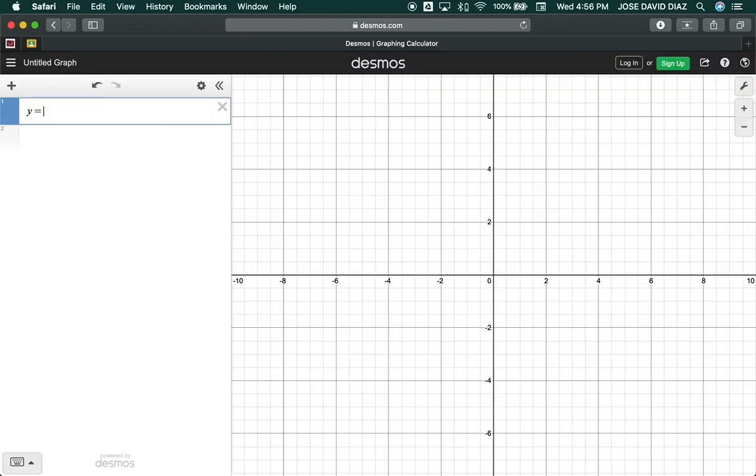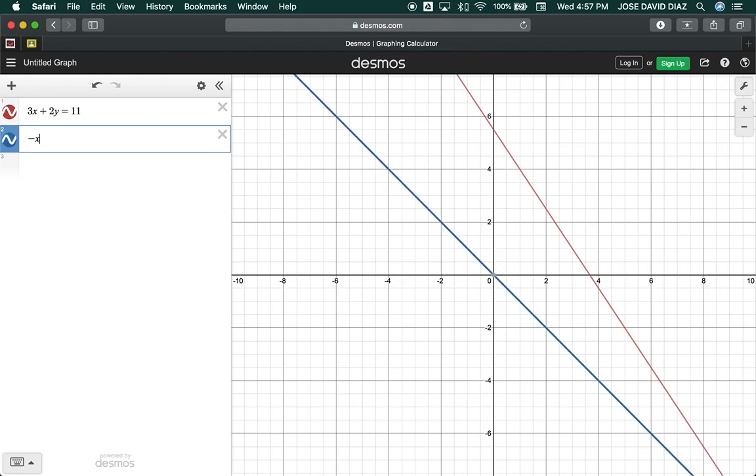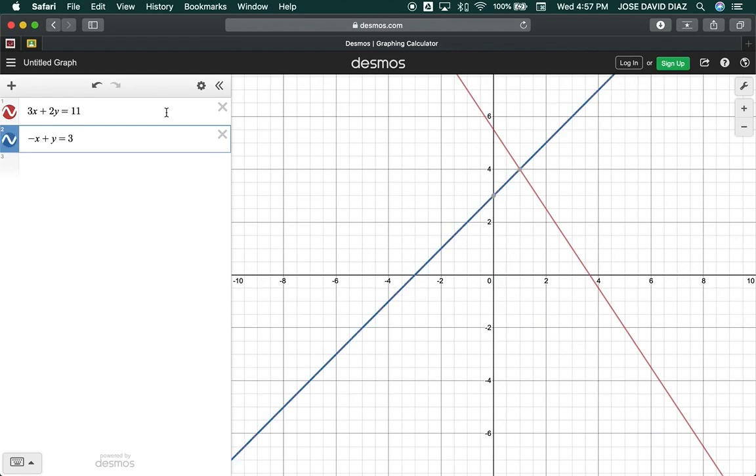Where if you're going to use a graphing calculator, then you have to solve for y in order to be able to type in the equation. Desmos has made it much easier to be able to type in equations in standard form. That's the first equation, negative x plus y equal to 3. And therefore, if I want to be able to confirm that that's the solution, that will be the intersection.